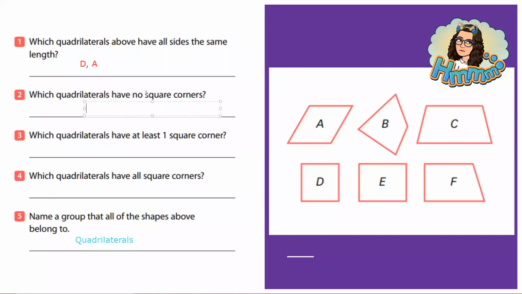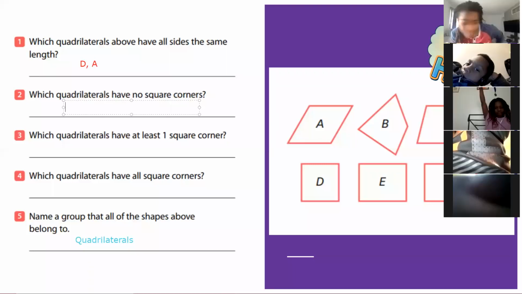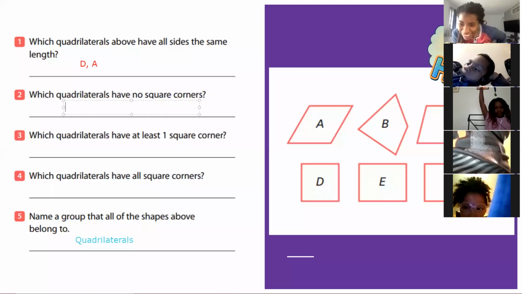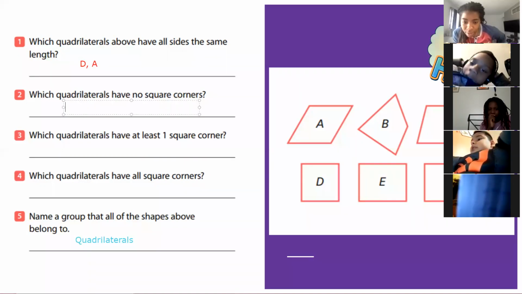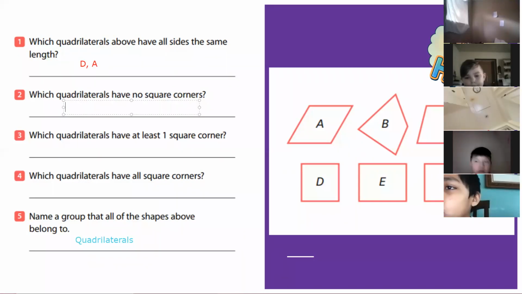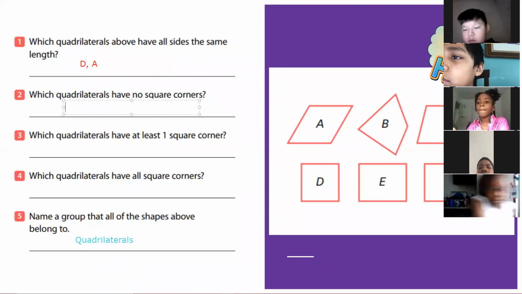All right. Which ones have no square corners? That means if you try to draw a little square inside of it on the corners, it would be a perfect square. Which ones have no square corners? And there were 3 shapes for this one, giving you a little hint there. Okay, this was D. Right? Make sure you mute yourself, Isaac. That's right. Okay.